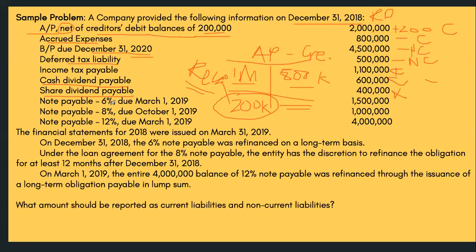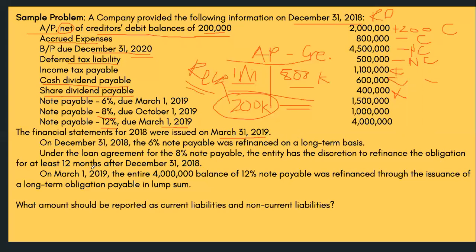Note payable 6% due March 1, 2019: it is covered, due within 12 months. It is long-term debt due within 12 months. Note payable 8% is also covered, due within 12 months. The 12% note payable is also covered because it is due within 12 months. The financial statements for 2018 were issued on March 31, so this is when the FS were authorized for issue, March 31, 2019.